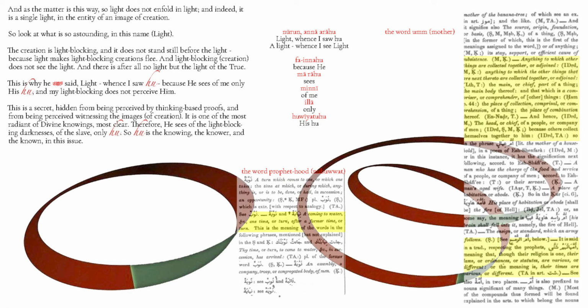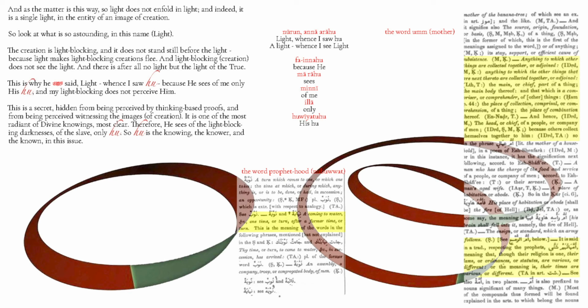Look at what is so astounding in this name light, Nur. The creation is light blocking, and it does not stand still before the light, because light makes light blocking creations flee. So when you turn light on, the light blocking flees. And light blocking creation does not see the light. And there is, after all, no light but the light of the True.